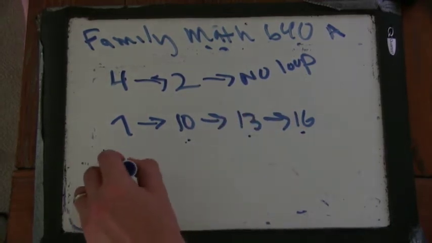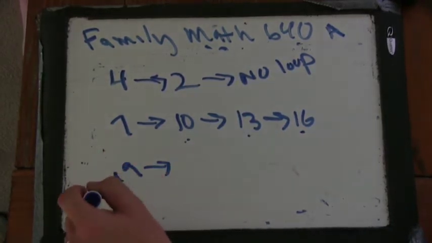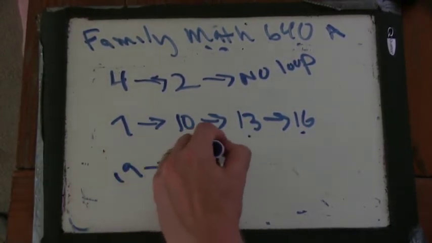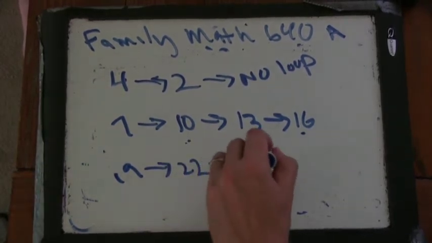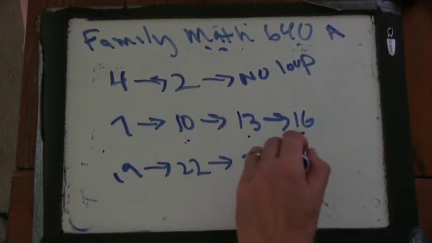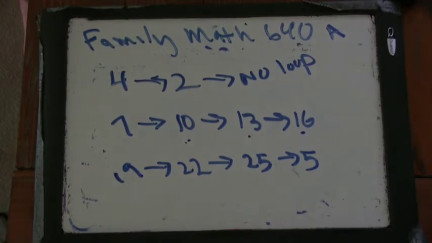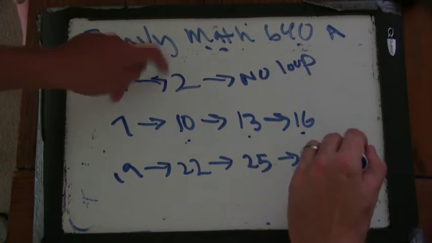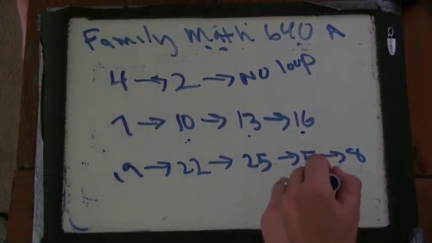So we start with 19. Goes to 22, 25. That goes to 5. We haven't hit 5 before, but then we go to 8. Oh, we have, because it was in here. 2, yeah. No loop.